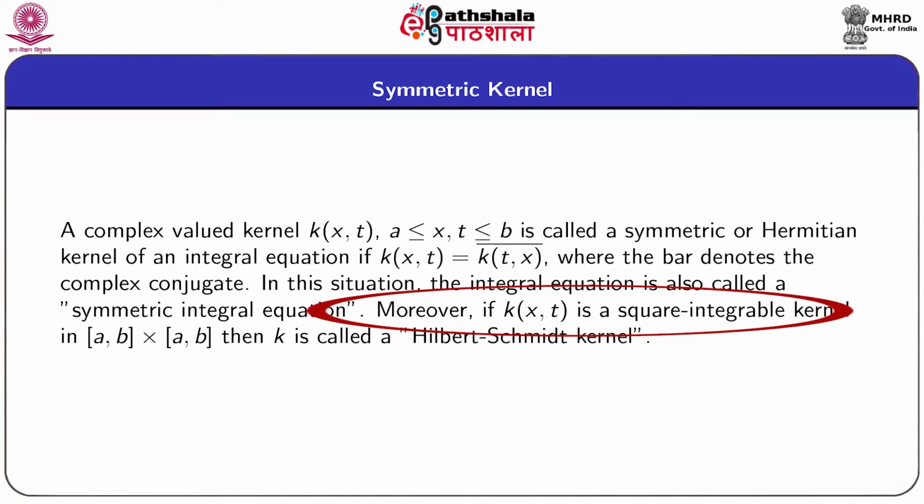Moreover, if K(x,t) is a square integrable kernel where x and t both lies in the interval [a,b], then K(x,t) is called the Hilbert-Schmidt kernel.